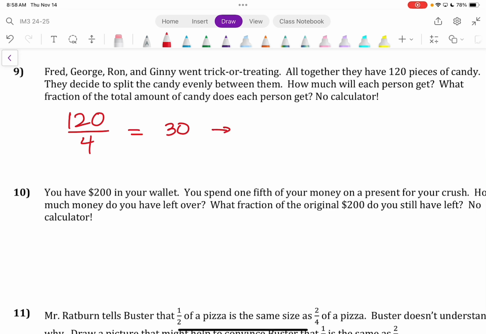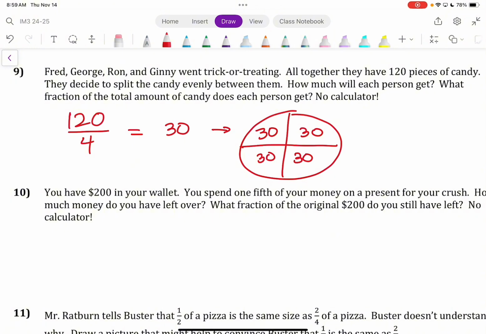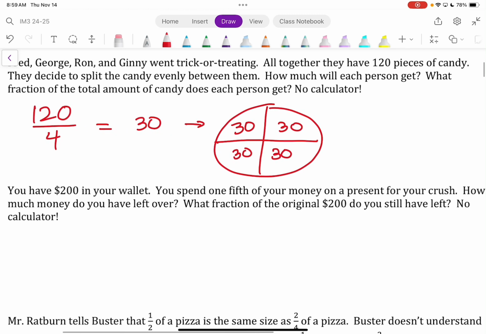If you wanted to do a visual, you could draw a circle, right? Split into 4. Each person gets 30 pieces of candy. So the visual helps you see the exact fraction. If each person is getting 30 pieces of candy, what fraction of a whole do 30 pieces represent? 1/4 or a quarter, which answers the second part. So each person is getting 1/4 or 30 pieces.